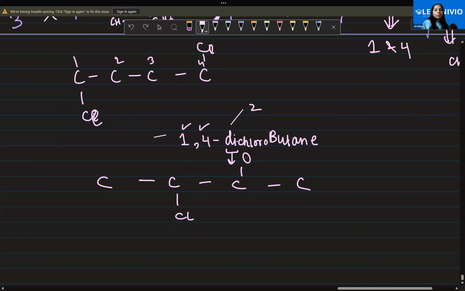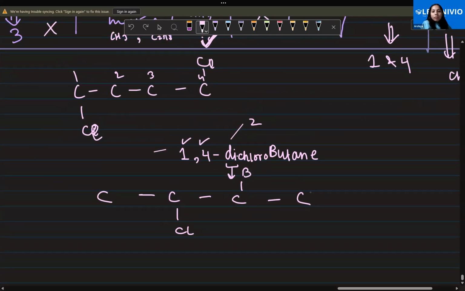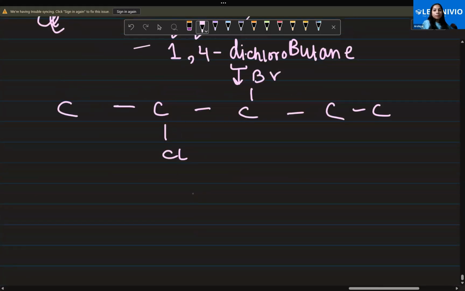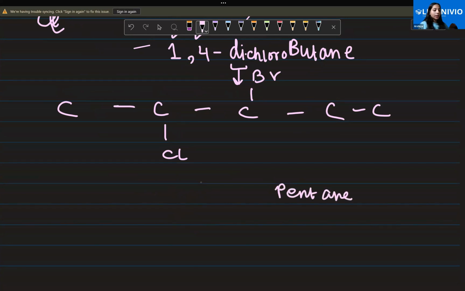Is there any substituted carbon? Oh, okay. 1, 2, 3, 4, 5. So how many carbons can you see? 5 carbons. So it will be pentane. So I'm going to write pentane. No double bonds, so pentane.